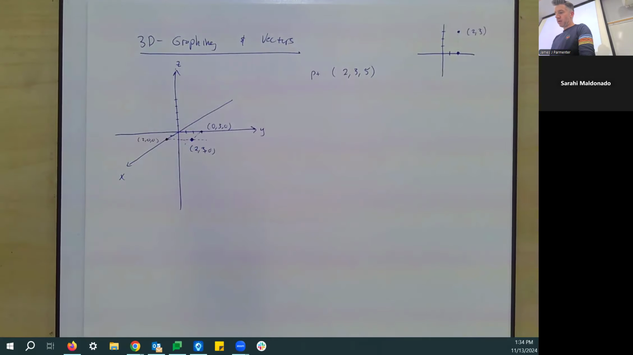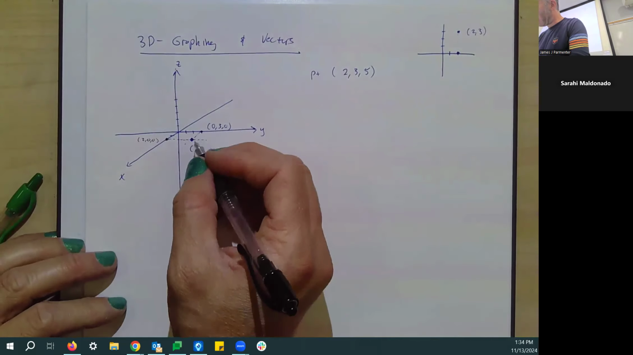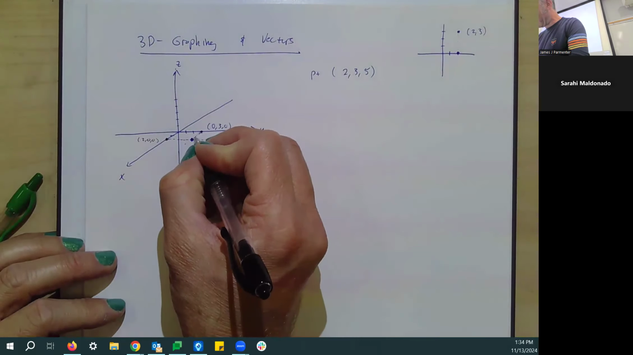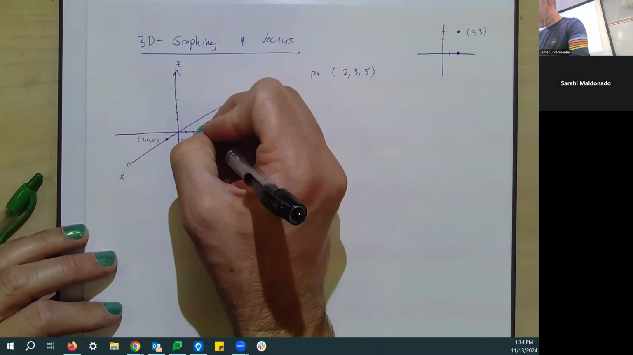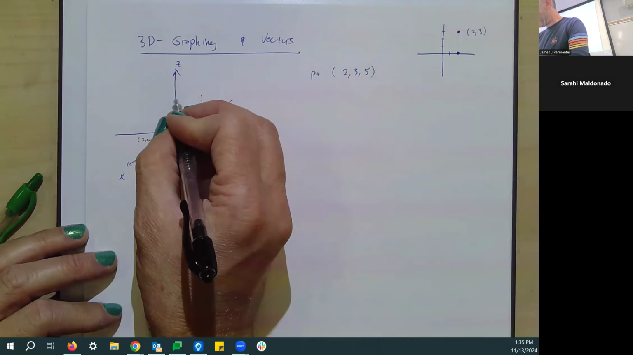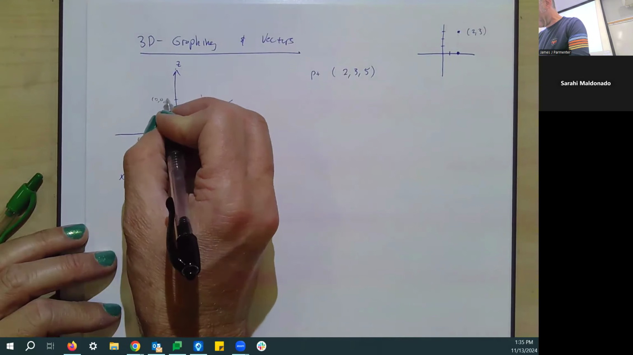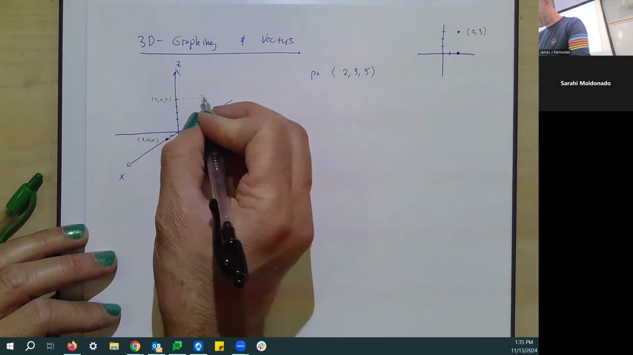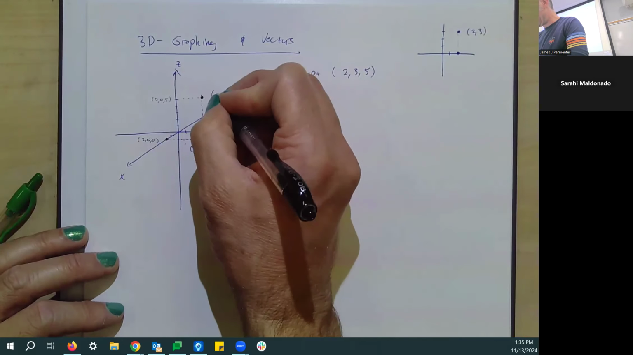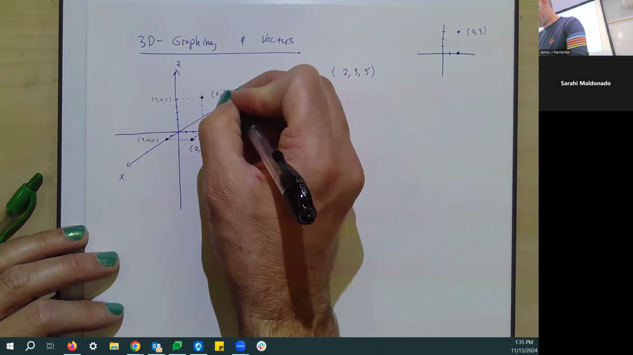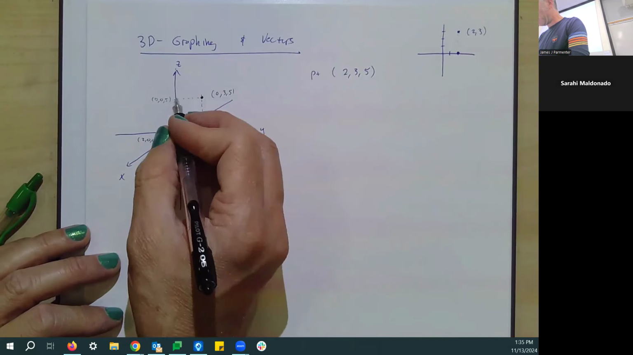And mine doesn't look super parallel, I gotta admit, it's not the best. From here, I might go up 5. And then from this point here, which is 0, 0, 5, I might go over 3. I don't know why I'm saying might, I'm definitely going to do it. So there's the point 0, 3, 5. Same deal for the x and the z coordinate.